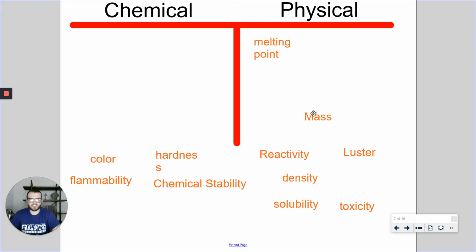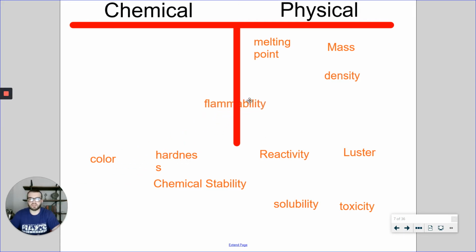What about mass? If I change the mass of something, it's still going to be the same thing. So that's going to be a physical property. Density, same thing. It doesn't matter how much water I have. I could have this little bottle of water, or I could have a whole swimming pool of water. The density of each individual droplet is going to be the same.